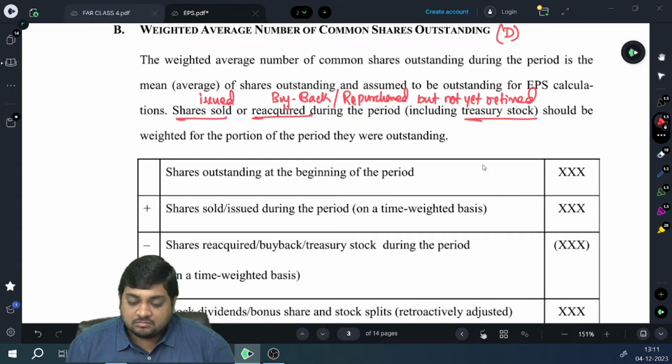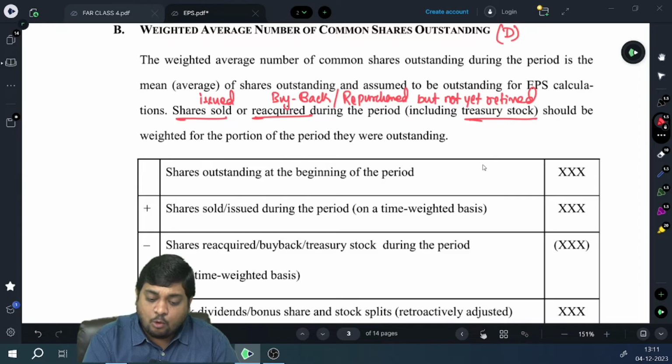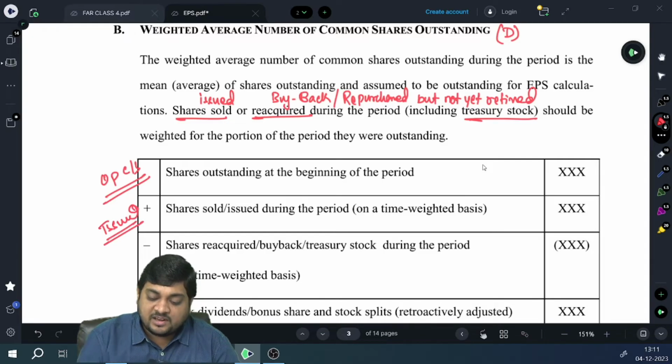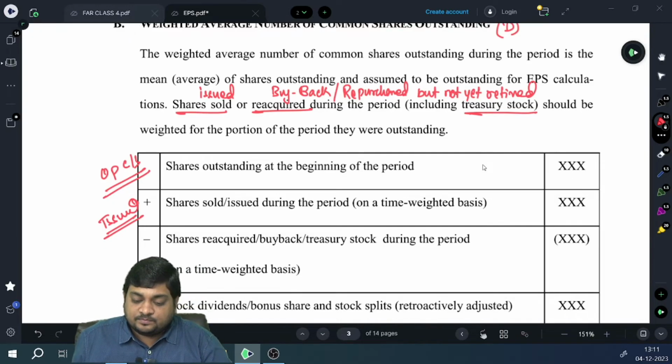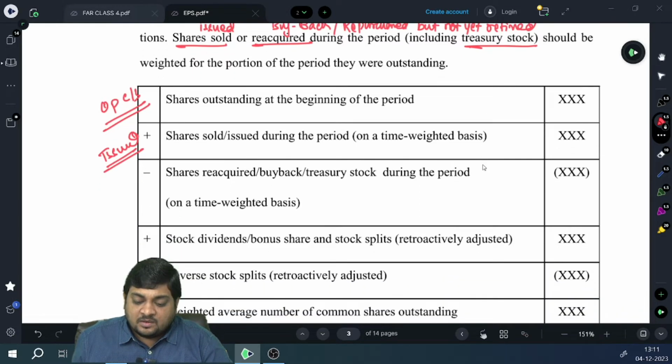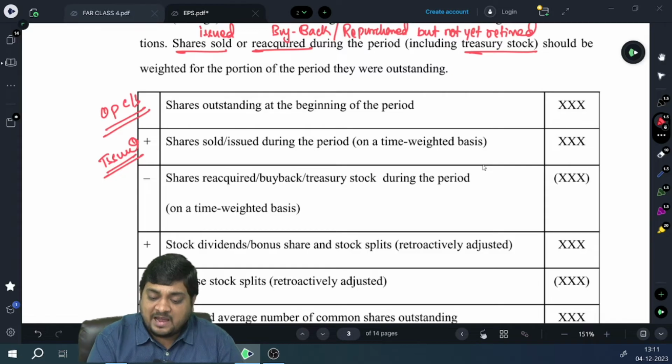Because those were not outstanding for the full year, right? So this is the opening common stock. This is the issued category, this is a fresh issue, right? Now this is buyback.